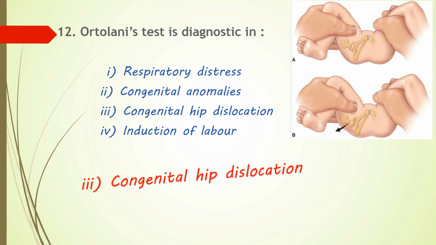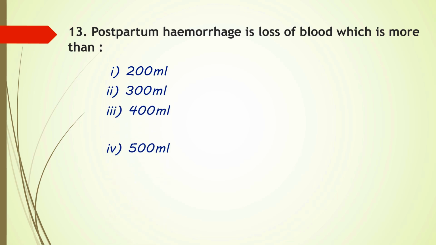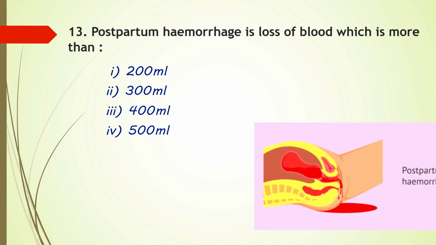So here option 3 is the correct answer. Next question, postpartum hemorrhage is loss of blood which is more than, options are 200 ml, 300 ml, 400 ml or option 4 500 ml. Yes, postpartum hemorrhage or PPH is generally defined as a cumulative blood loss of 500 ml following vaginal delivery within 24 hours of birth. So here option 4 is the correct answer.